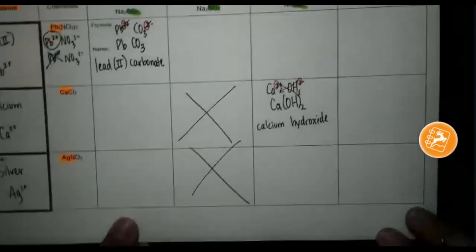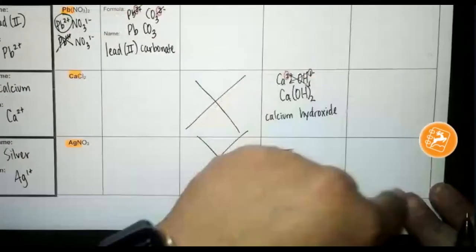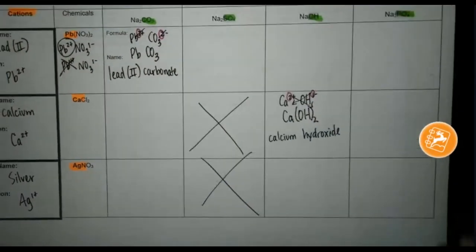So what's left for you is to finish these cells. Okay? And then you want to turn this in Google Classroom.